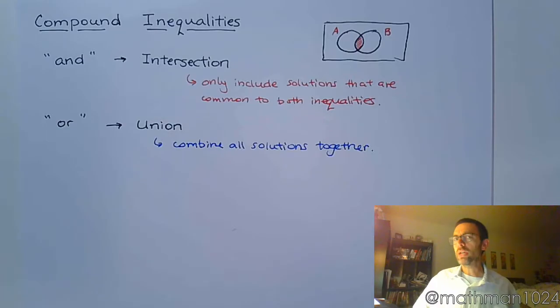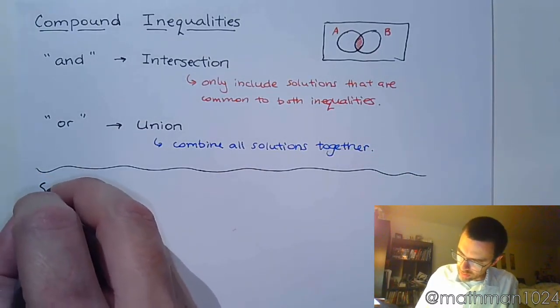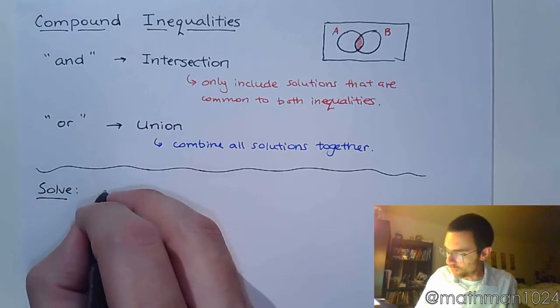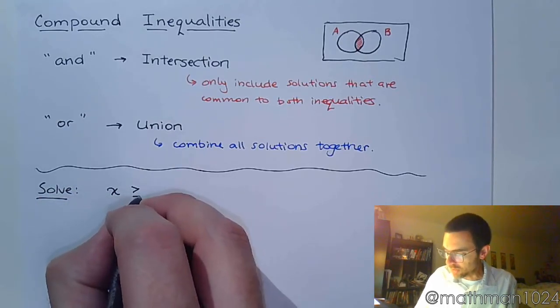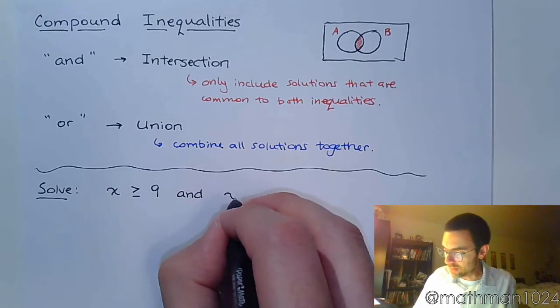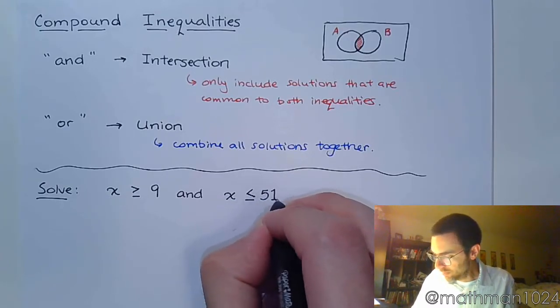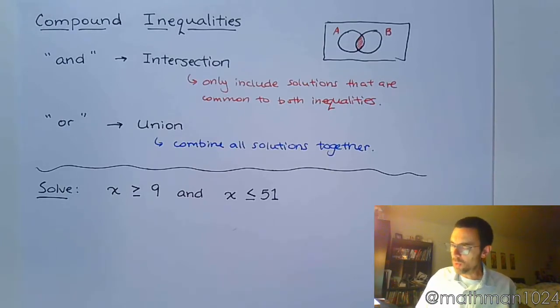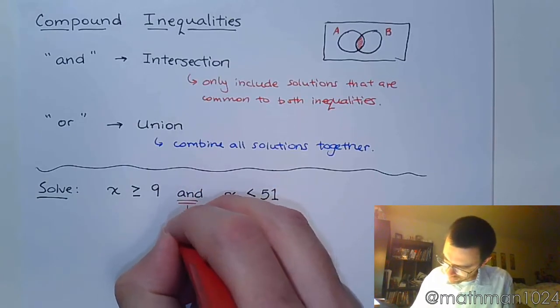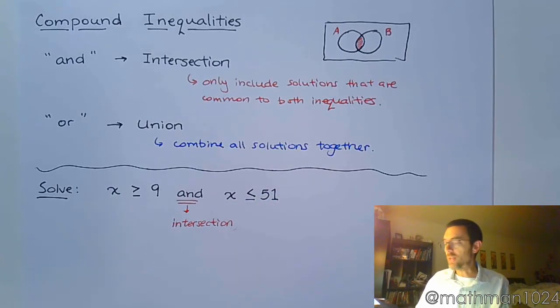Okay, so let's take a look at a couple of these so you can get an idea about the difference between "and" and "or." So, for example, if we need to solve this compound inequality, that x is greater than or equal to 9 and x is less than or equal to 51. The key word here is "and." And that word "and" means that we are looking for the intersection between these two solution sets.